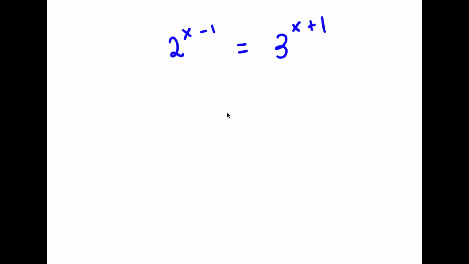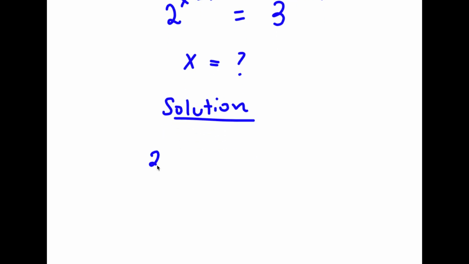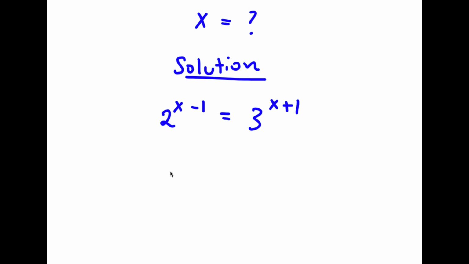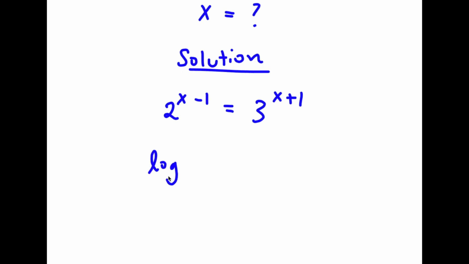Alright, so in this problem I have 2 to the power of x minus 1 is equal to 3 to the power of x plus 1. So I want to find the value of x here. So for my solution, I first start with 2 to the power of x minus 1 is equal to 3 to the power of x plus 1. Now I'm actually going to take the log on both sides. So now I have log of 2 to the power of x minus 1 is equal to log of 3 to the power of x plus 1.